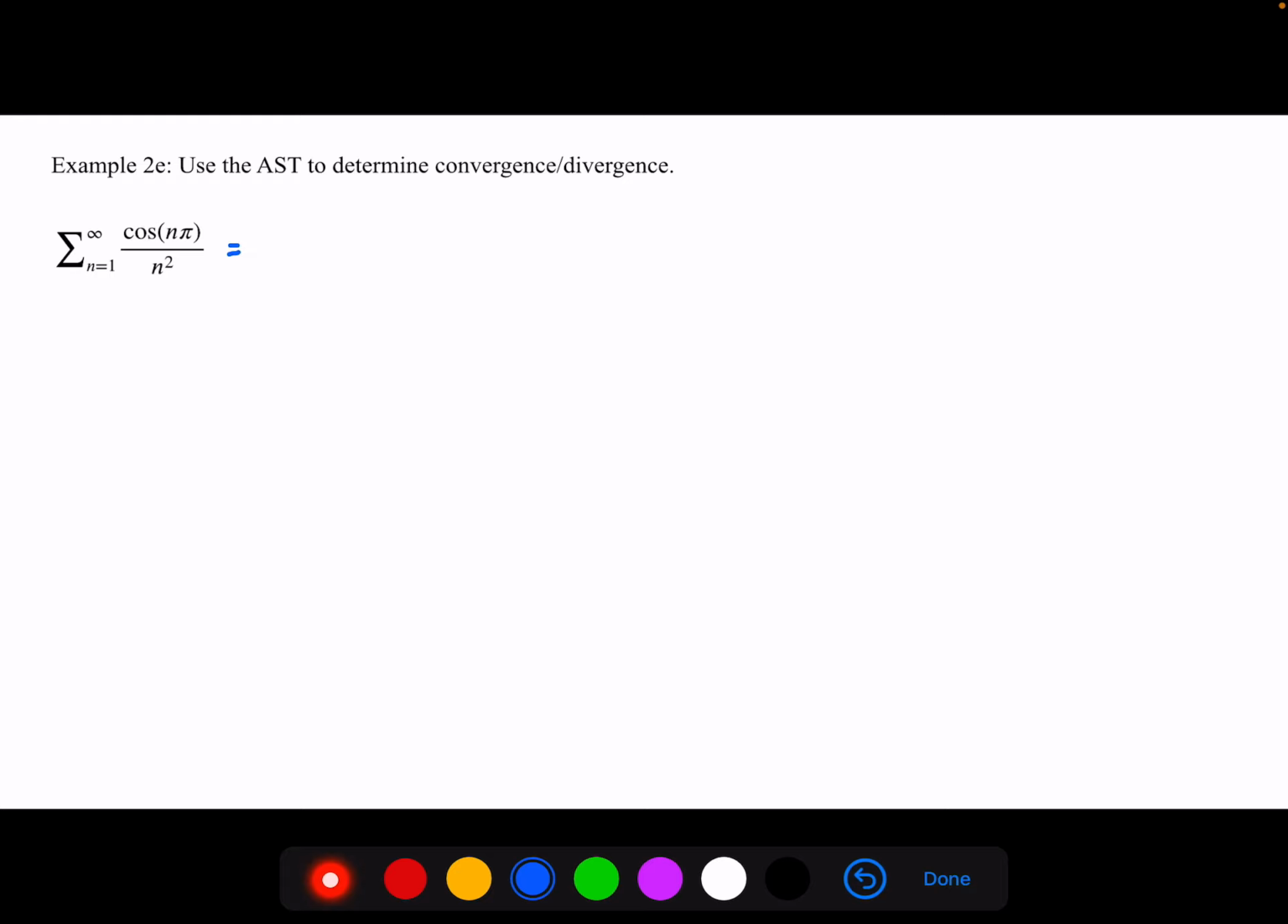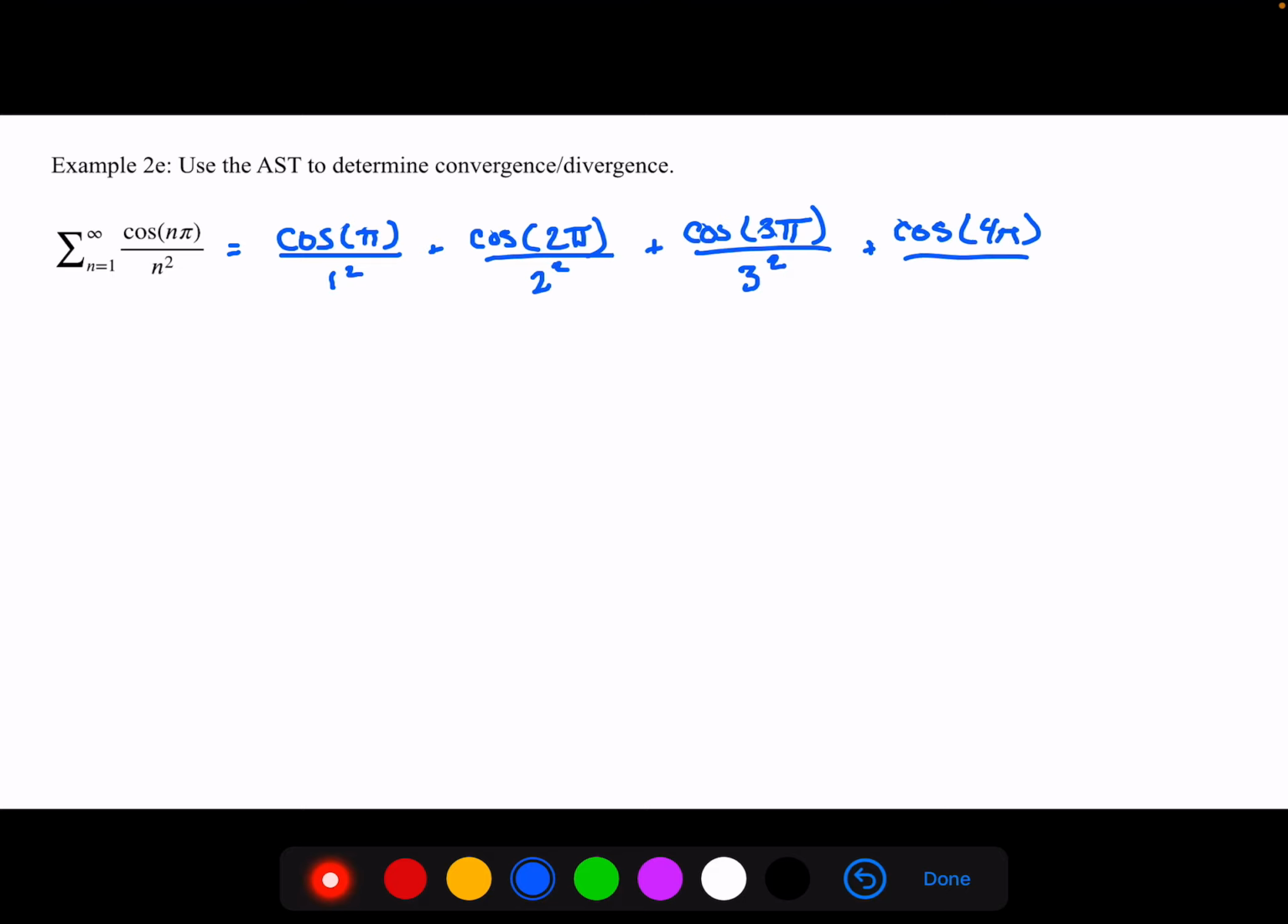We have, substituting n equals 1, cosine of pi divided by 1 squared plus cosine of 2 pi divided by 2 squared plus the cosine of 3 pi over 3 squared plus the cosine of 4 pi over 4 squared, and so forth.